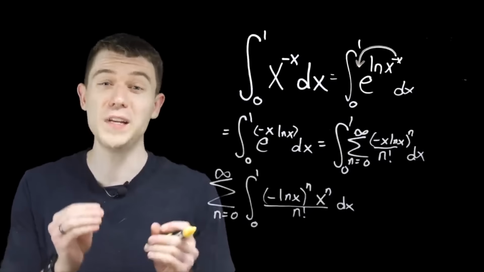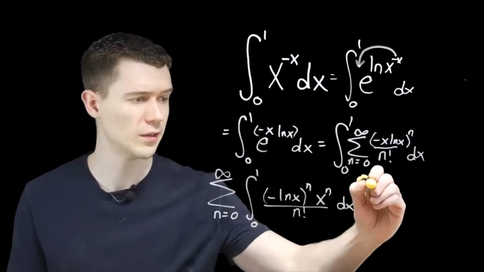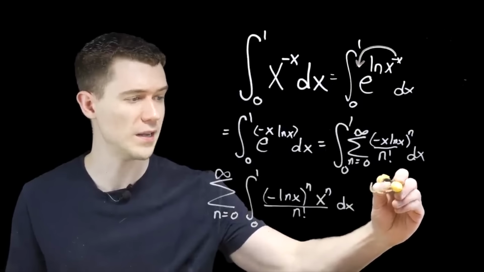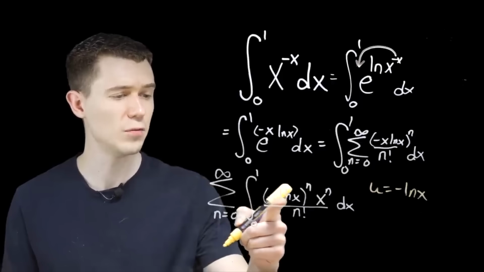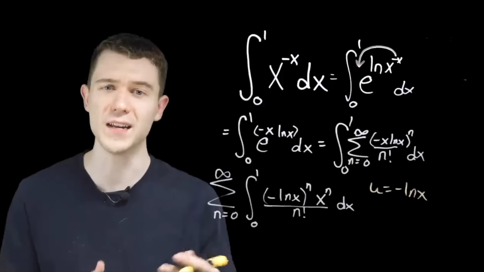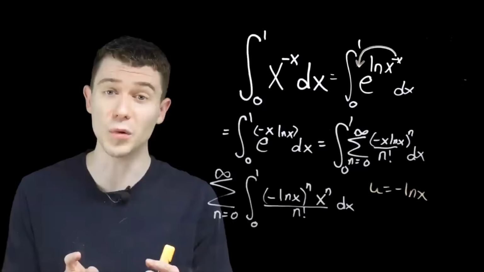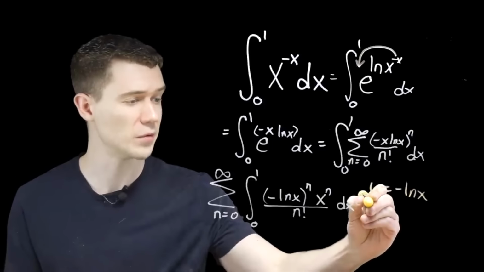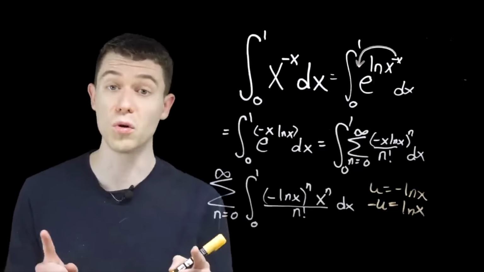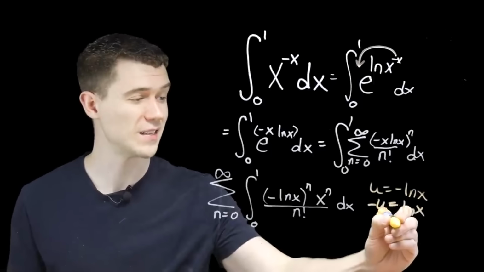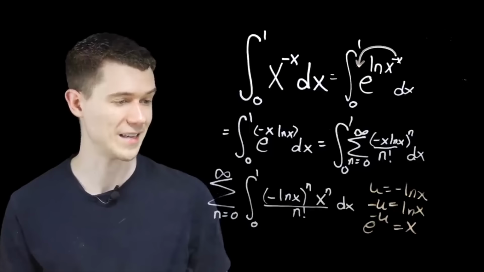At this point, we need to rely on some substitutions. Here's the substitution we'll use. Let u be minus ln x. Notice that this takes care of the minus ln x term, which becomes u, but we still have an x to the n left over. Let's figure out what x is. Taking the negative of both sides, minus u equals ln x, or taking e of both sides, e to the minus u is x.